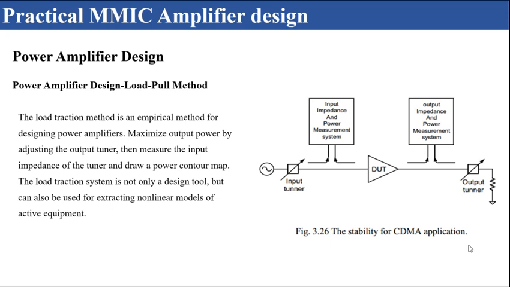The load pull method is an empirical method for designing power amplifiers. Maximize output power by adjusting the output tuner, then measure the impedance of the tuner, and draw a power contour map. And the load pull system is not only a design tool, but can also be used for extracting nonlinear models of active devices.